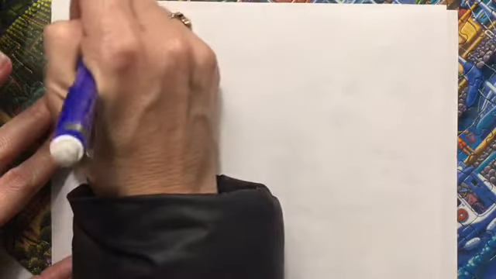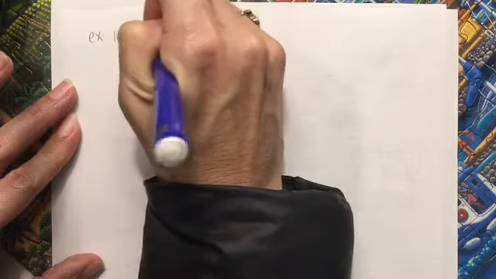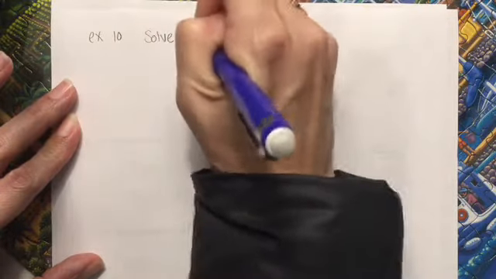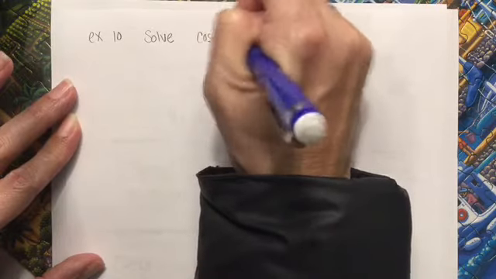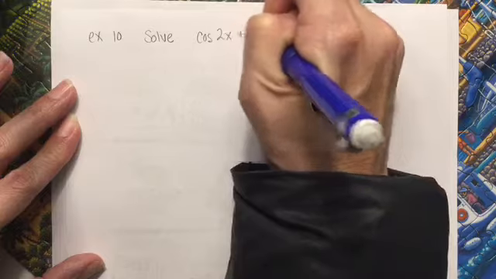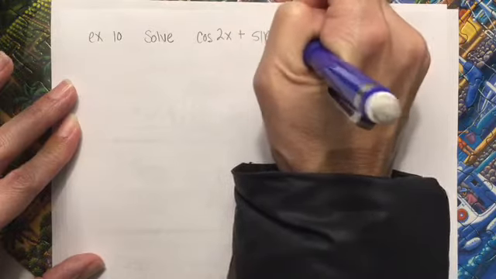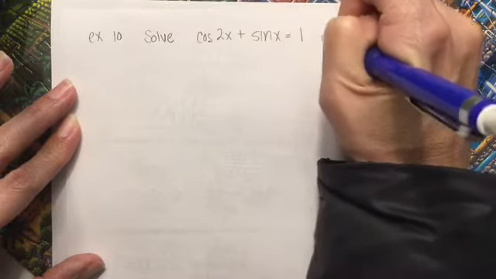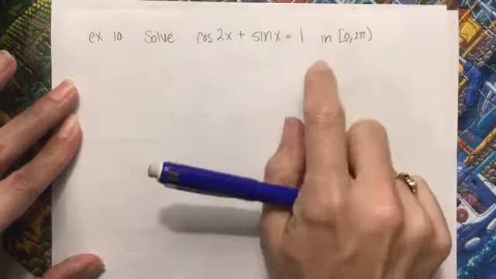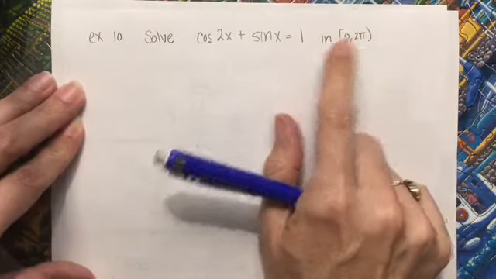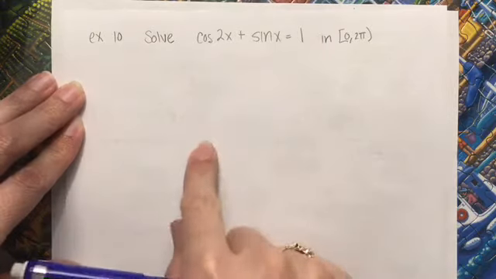For example 10, you're going to go ahead and write: solve cosine 2x plus sine of x equals 1 in the interval 0 to 2 pi, non-inclusive. Okay, so we're going to do a couple more of these.